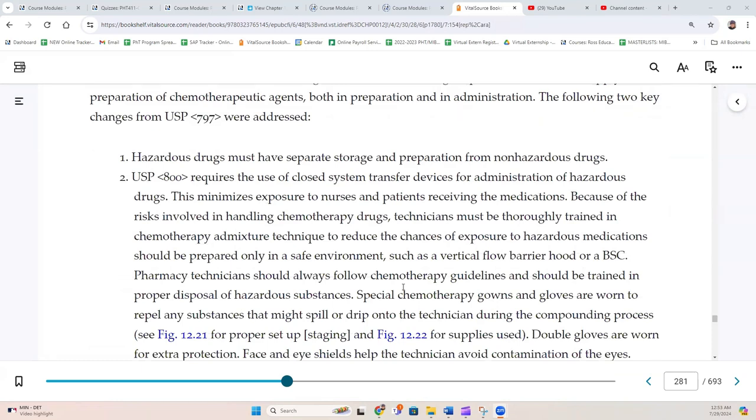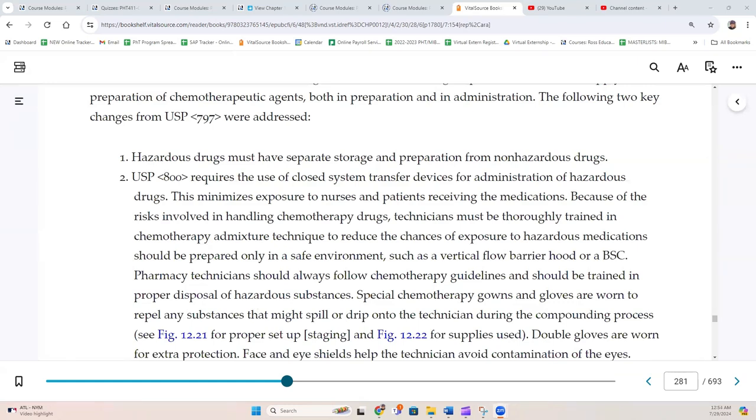One, hazardous drugs must have separate storage and preparation from non-hazardous drugs. Two, USP 800 requires the use of a closed system transfer device for administration of hazardous drugs. This minimizes exposure to nurses and patients receiving the medication.